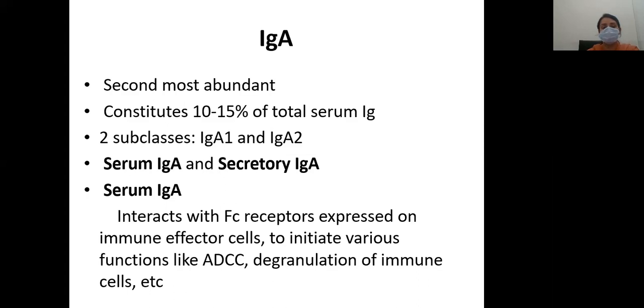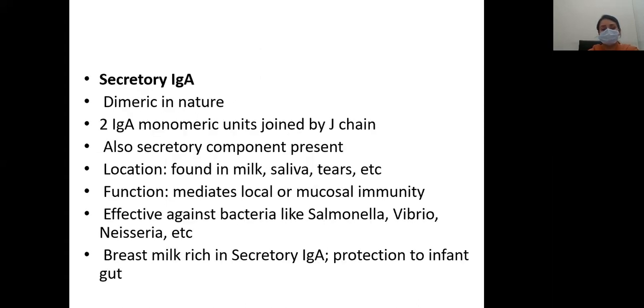Serum immunoglobulin A basically interacts with the Fc receptors expressed on immune effector cells to initiate various functions like ADCC and degranulation of immune cells. The second form is secretory immunoglobulin A. It is dimeric in nature, and two immunoglobulin A monomeric units are joined by J chains. A secretory component is also present. What is their location? They are found in milk, saliva, tears, etc.